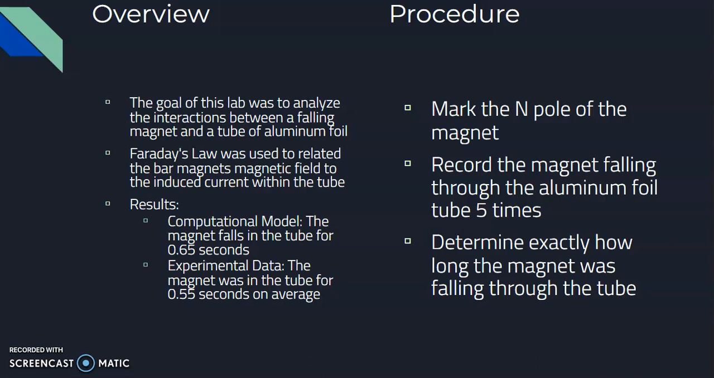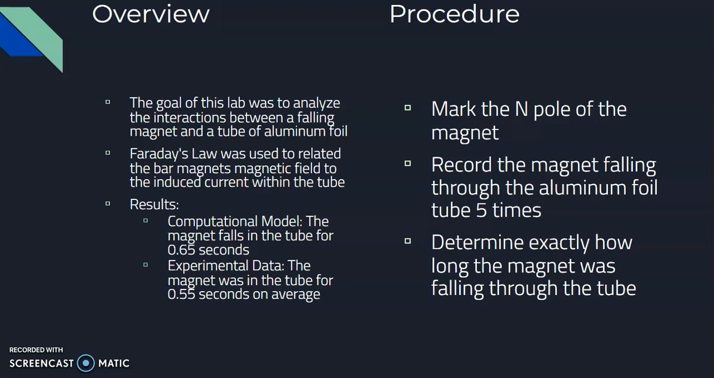The goal of the lab was to analyze the interactions between a falling magnet and a tube of aluminum foil. Faraday's law is used to relate the bar magnet's magnetic field to the induced current within the aluminum tube. With the computational model, I found that the magnet falls in the tube for 0.65, and for the experimental, you see that it falls for 0.55.